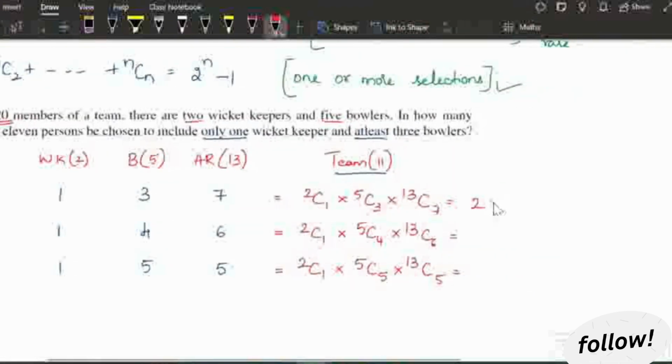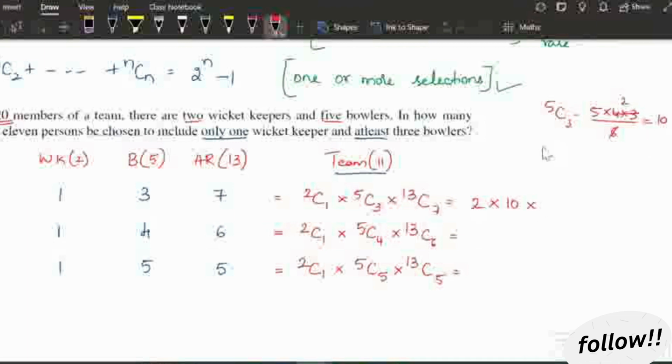2C1 is 2, 5C3 is 10. You can find out what is 5C3. Do these calculations in your rough column. So 5C3 is 3 numbers from 5, which is 5 into 4 into 3, divided by 3 factorial is 6. So 4 3s are 12. So 6 2s are 12. This gives you 10. Okay.